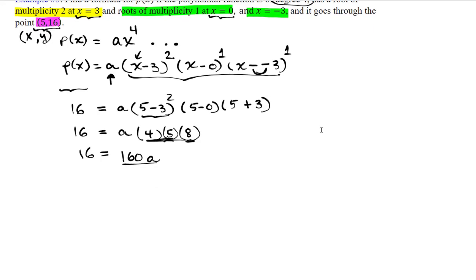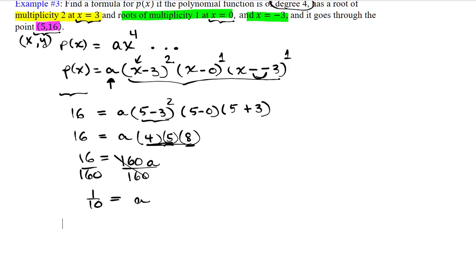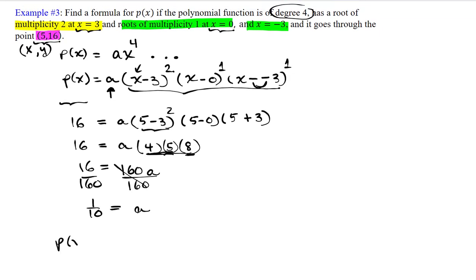And now we can divide the equation by 160 on both sides to solve for a. So reducing this, we get 1/10 as the coefficient of the function. So the polynomial function p of x in factored form is 1/10 times x minus 3 quantity squared times x plus 3.